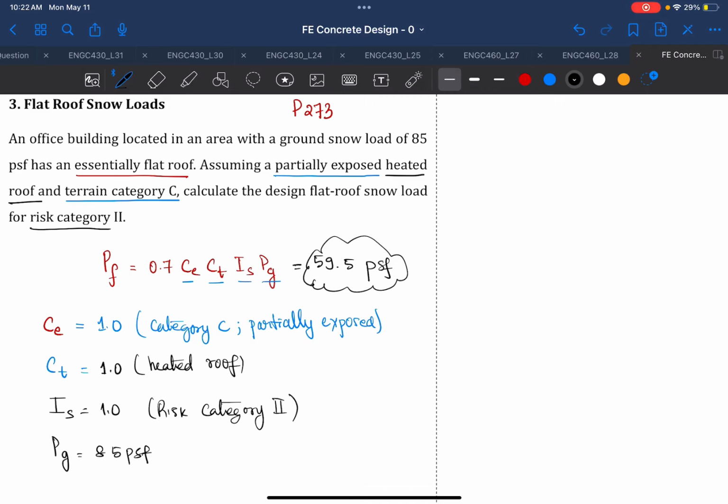So that's how you calculated your flat roof snow load. Because the formula is given to you in your FE manual, the question will be very straightforward. All you have to do is read the question and see what the options are, so that you can know which parameters to use in your calculation.